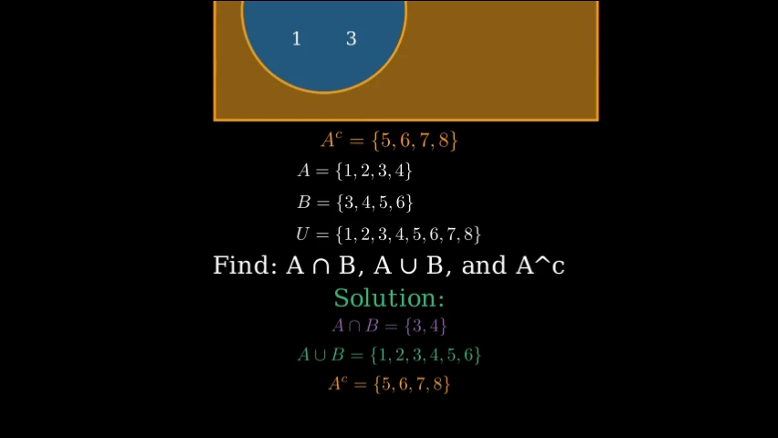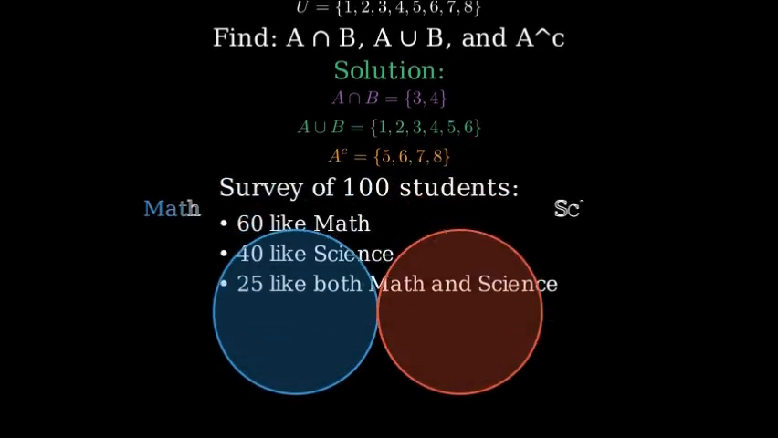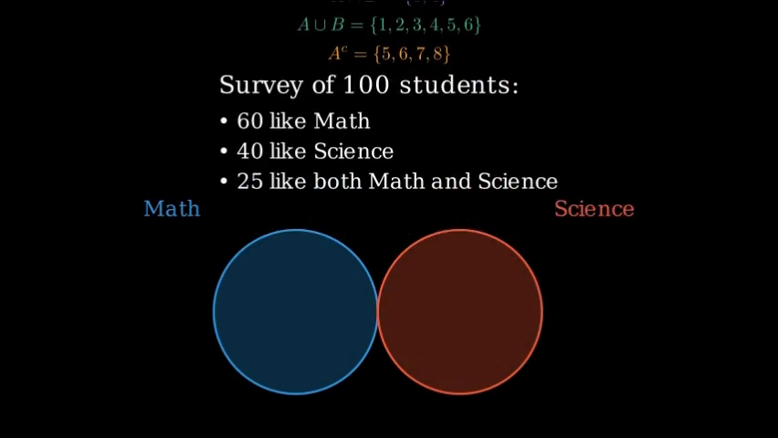To understand the practical applications of set relations, let's consider some real-world examples. Imagine a survey of 100 students where 60 like math, 40 like science, and 25 like both subjects. We can represent this using a Venn diagram. The intersection is 25 students who like both math and science.